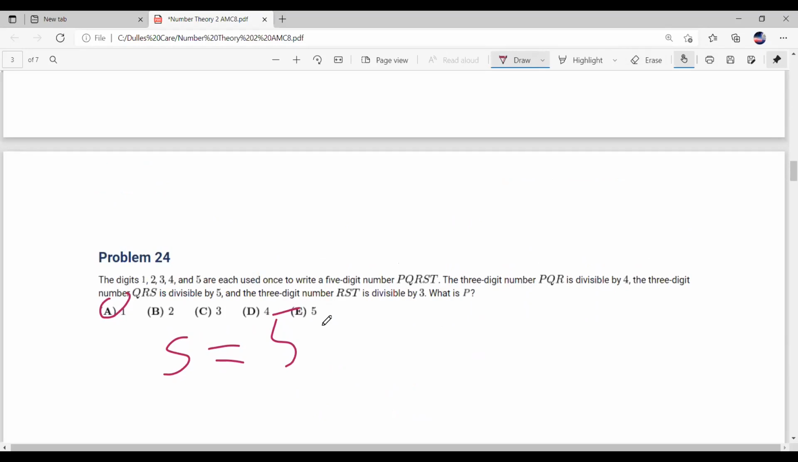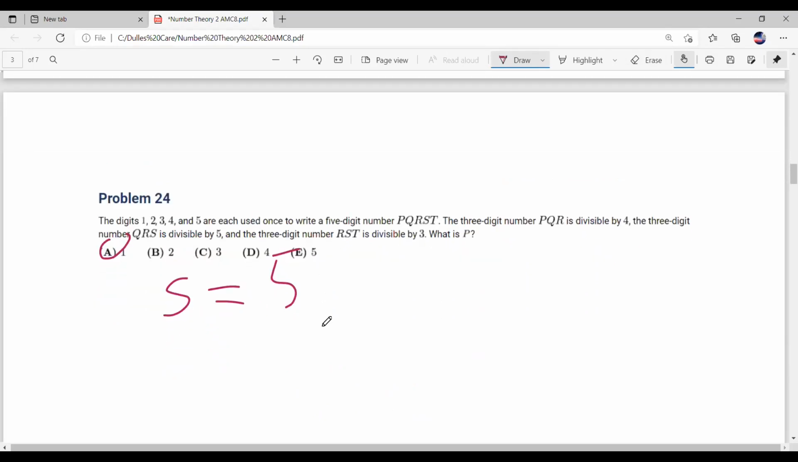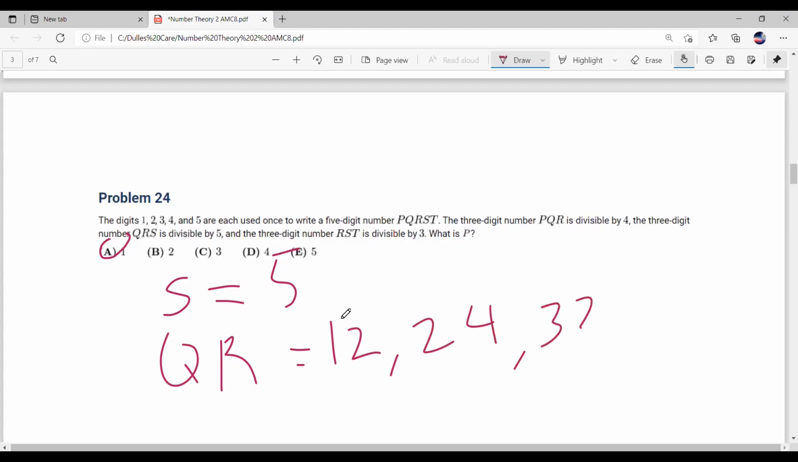All right, now let's consider PQR. Well, we know that QR must be a 2-digit number that's divisible by 4. P can be whatever it wants, but as long as QR is divisible by 4, then PQR as a 3-digit number is divisible by 4. So using QR, what are the remaining multiples of 4 we can construct? Well, 12, 24, and 32. You might say, what about 52? We already used 5 for S. We cannot use multiple 5s, so Q cannot be equal to 5. So 52 does not work.